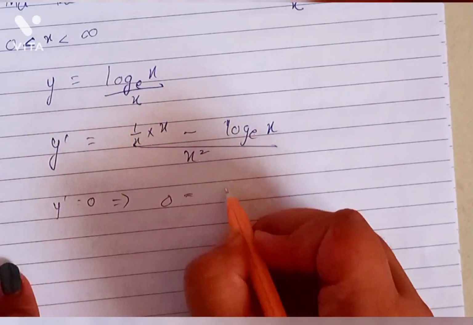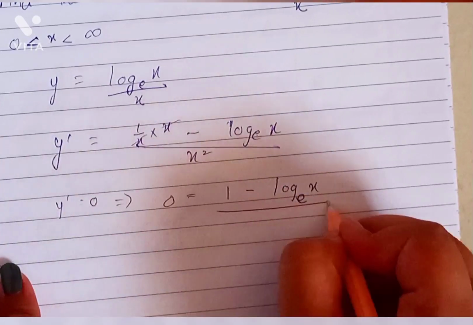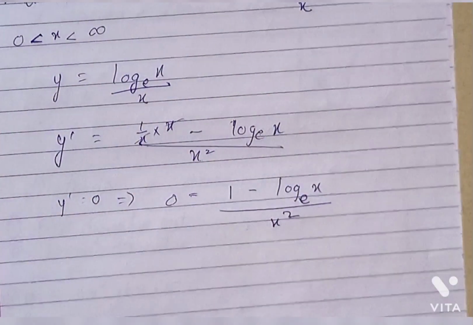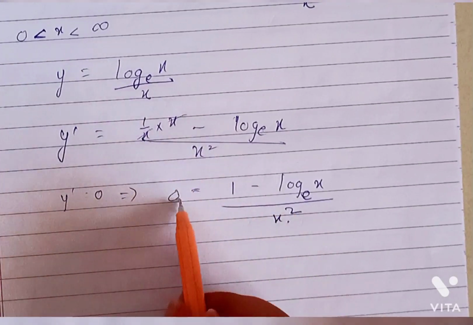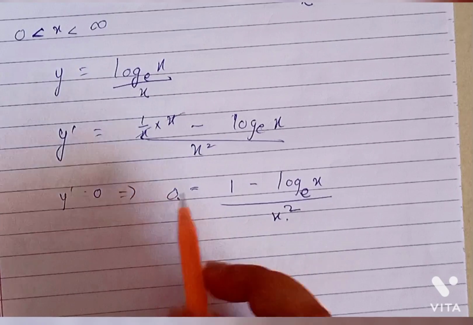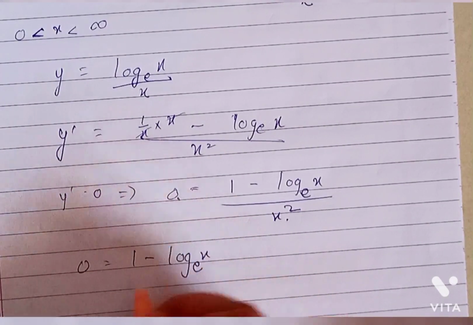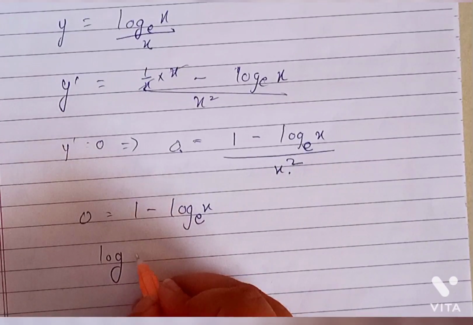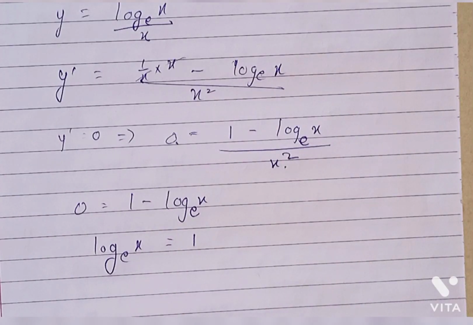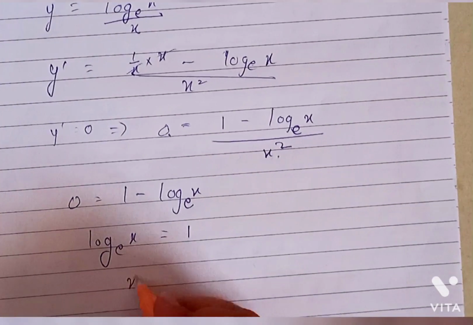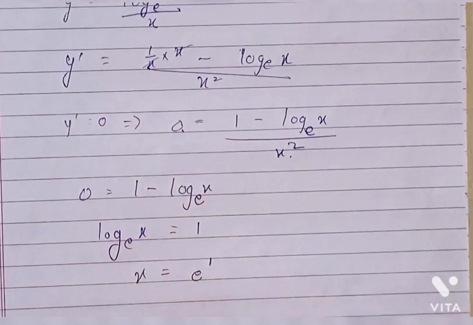That means 0 is equal to (1 minus log x to the base e) upon x square. Alright, so we don't count this x square. It will go over here and it will become 0 anyway. So 0 is equal to 1 minus log x to the base e. So log x to the base e is equal to 1. Now we'll apply anti-log, so x would be equal to e to the power 1.